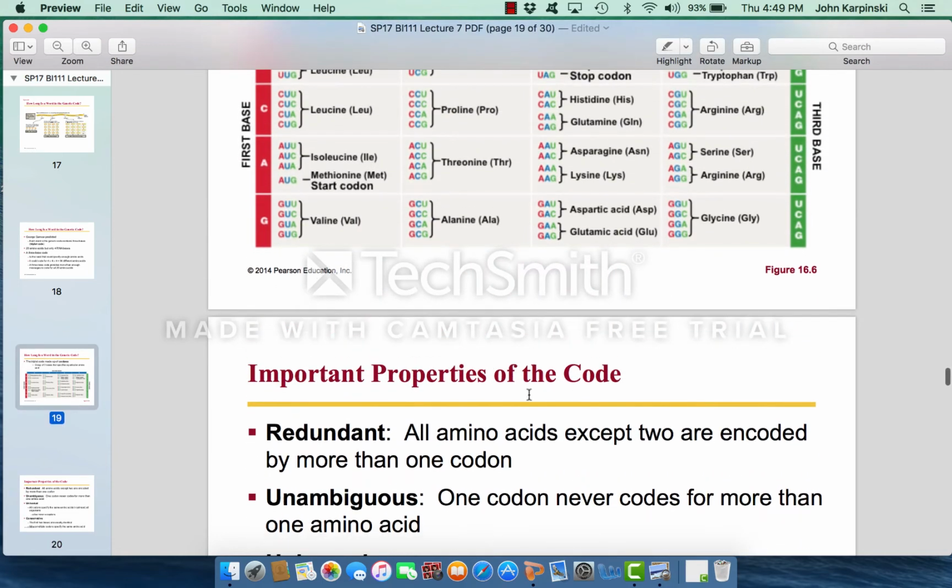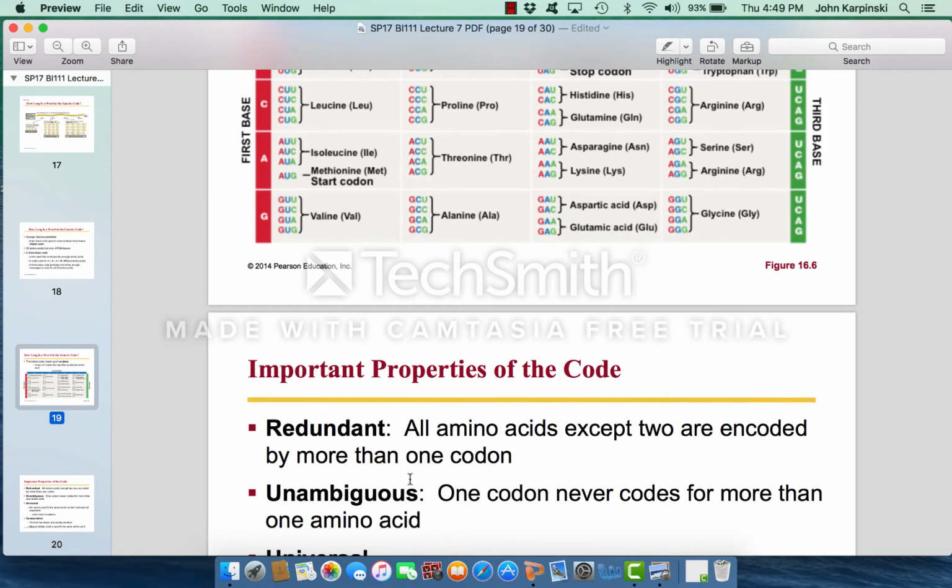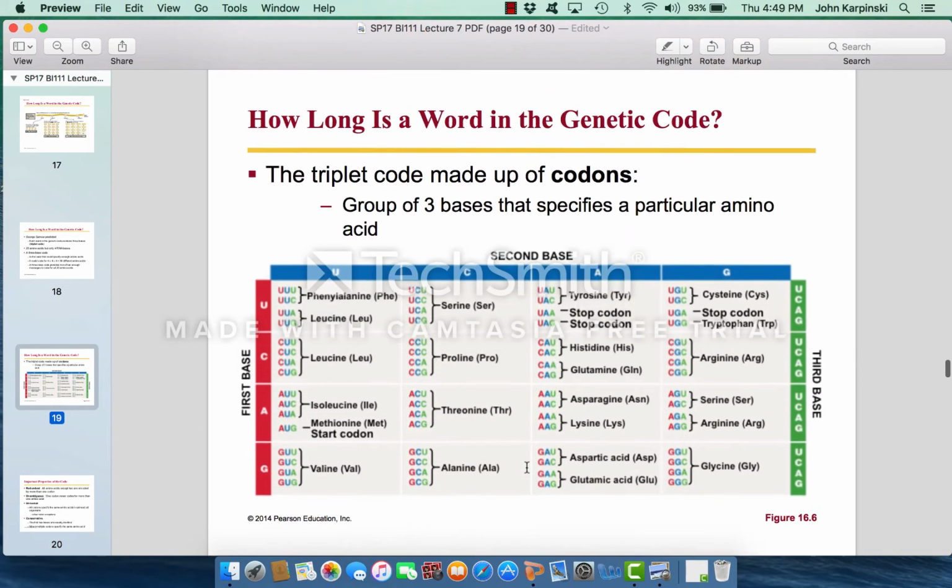The next important property of the genetic code is that it is unambiguous, which means that one codon never codes for more than one amino acid. So going back to our serine example, here we have the codon UCU. UCU will only code for serine, so it does not code for any other amino acid.